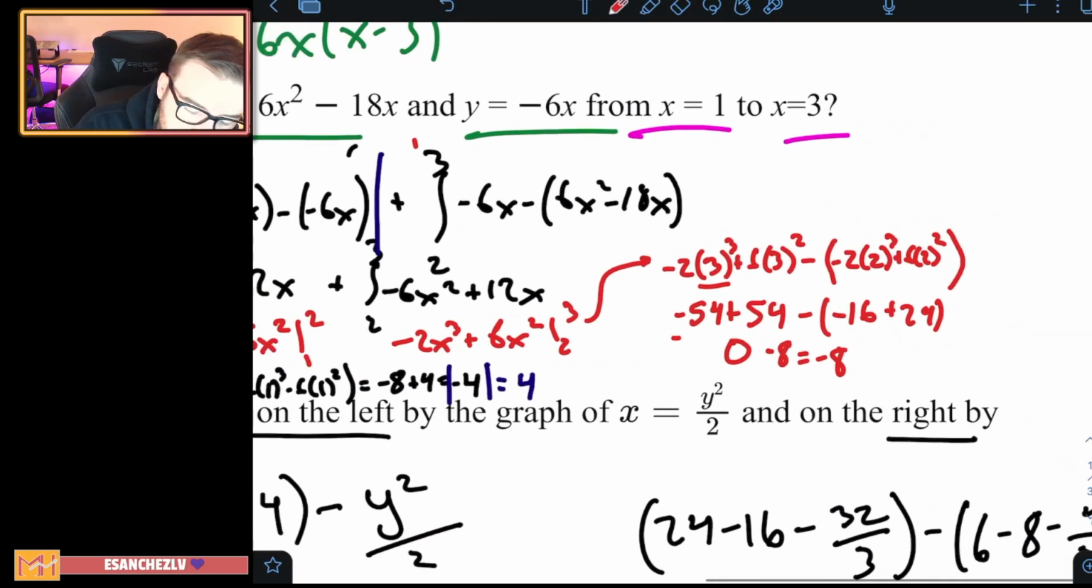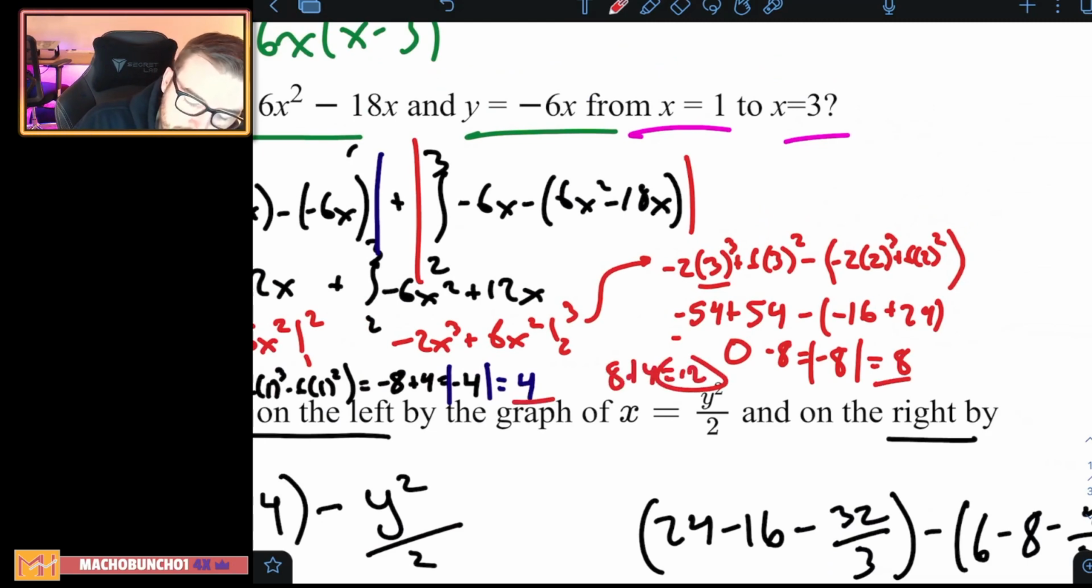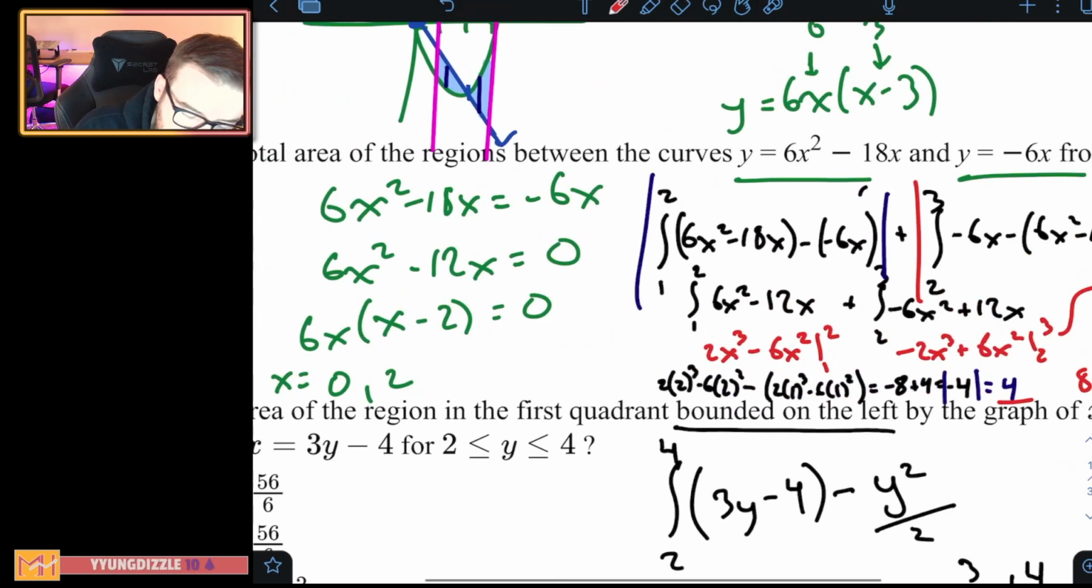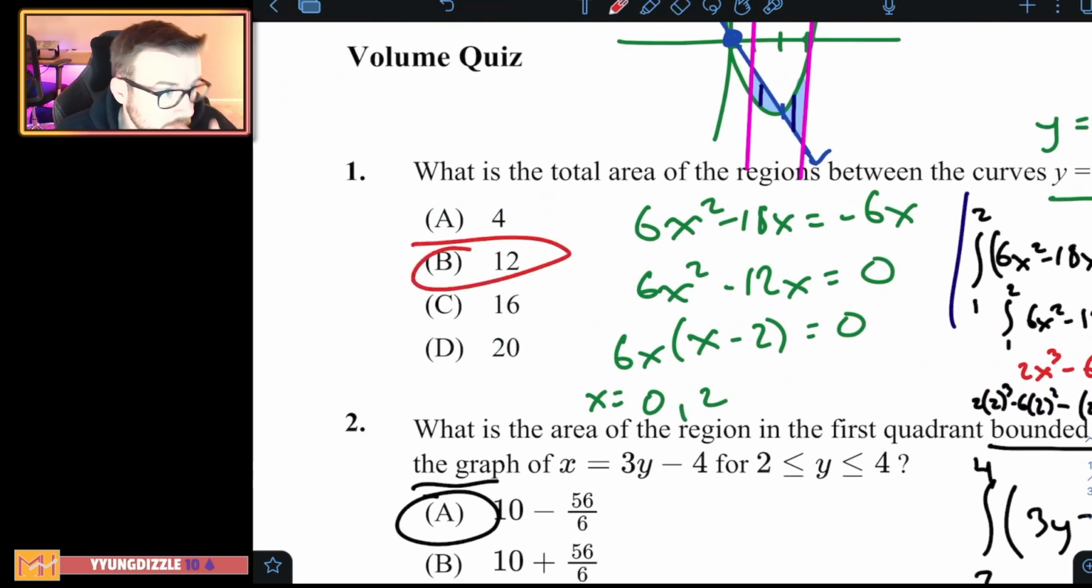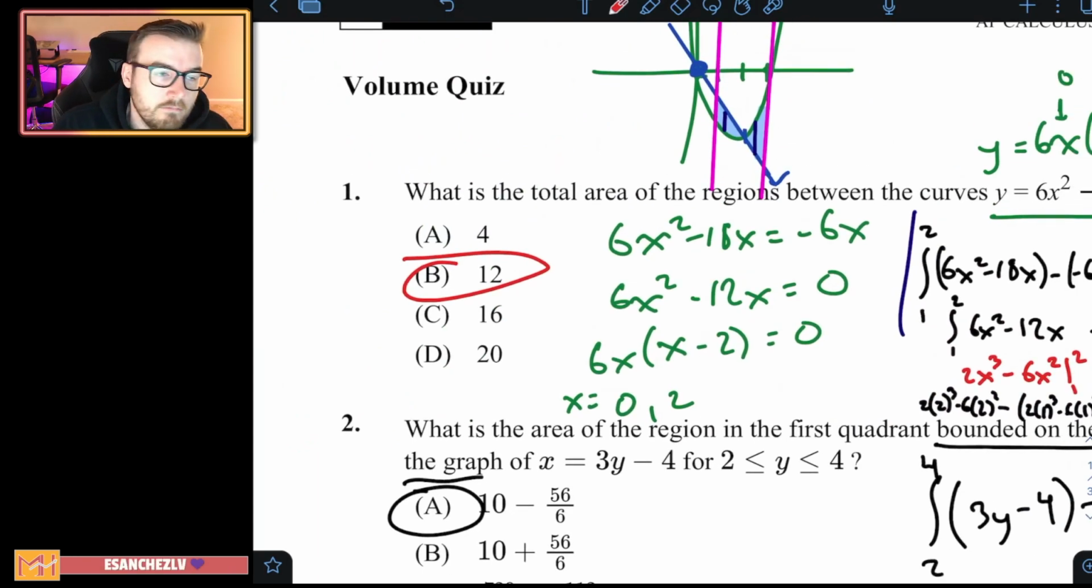Again, it came out negative because we're underneath the x-axis. Take the absolute value. That's a positive 8. And 8 plus 4 is 12. And I freaking finally got the right answer. Oh my God. All right. And that only took 8 minutes.